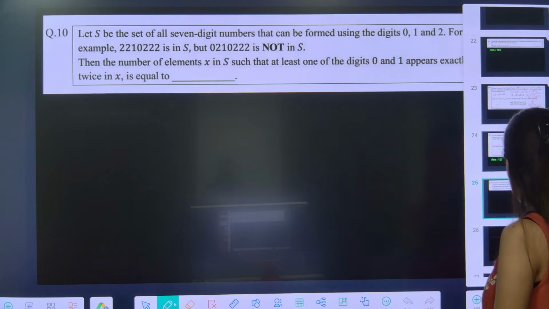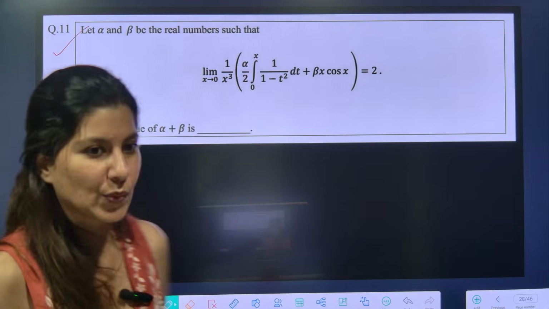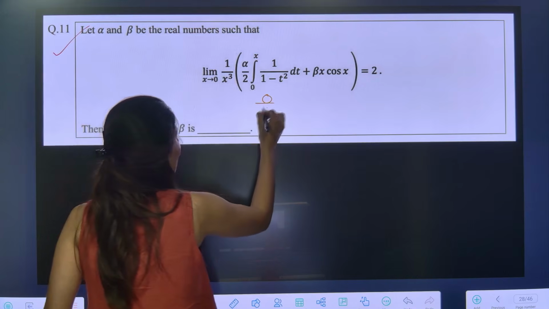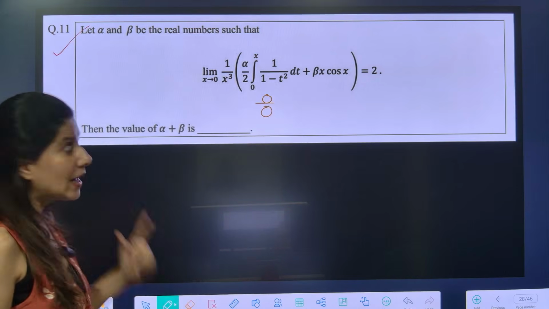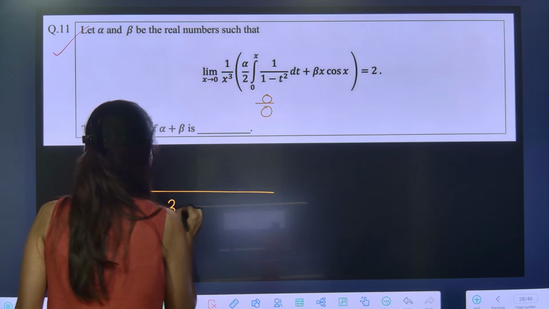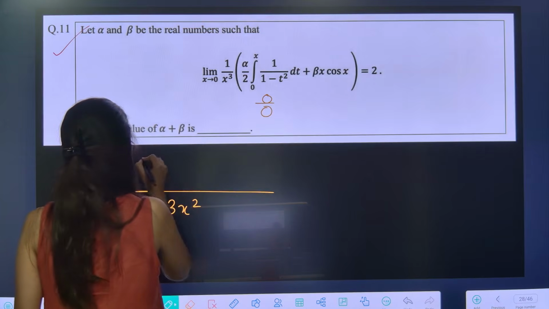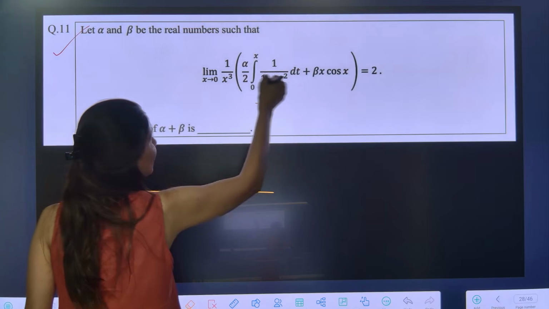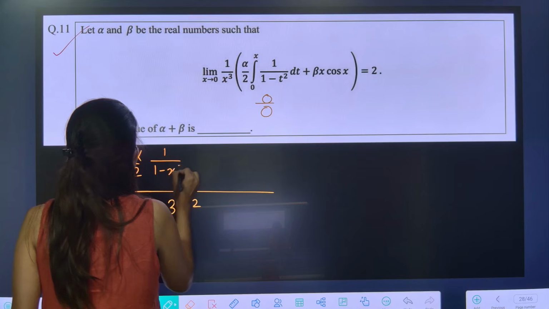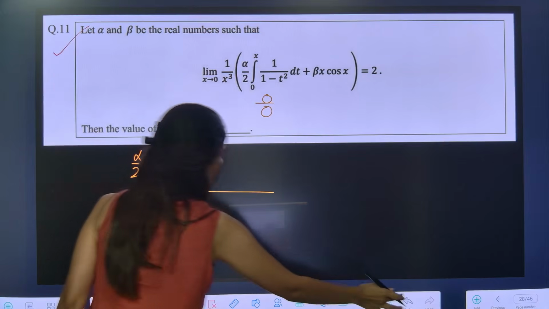Okay, now the next question. So we have decided to leave this question. Okay, this one. Limits clearly, 0 by 0 form is getting formed over here. L'Hopital, Leibniz rule also will be utilized. Leibniz rule says differentiate the denominator, so it will be 3x square, and differentiate the numerator. Alpha by 2 is constant. How to differentiate this using Leibniz? Just replace t by x and differentiate x over here, which will be 1 only. So there is no point on differentiating.